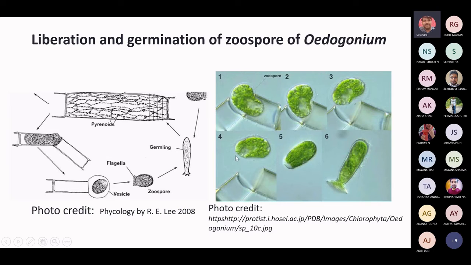And you can see the flagella is still invisible. You can just assume, because there is some disturbance in the water, with the help of this flagella it will attach itself to a substratum, and the moment it gets attached, it will release its flagella and start developing the new filament. This diagrammatic representation we have taken from Lee, and this is the original photograph we have taken from this site.